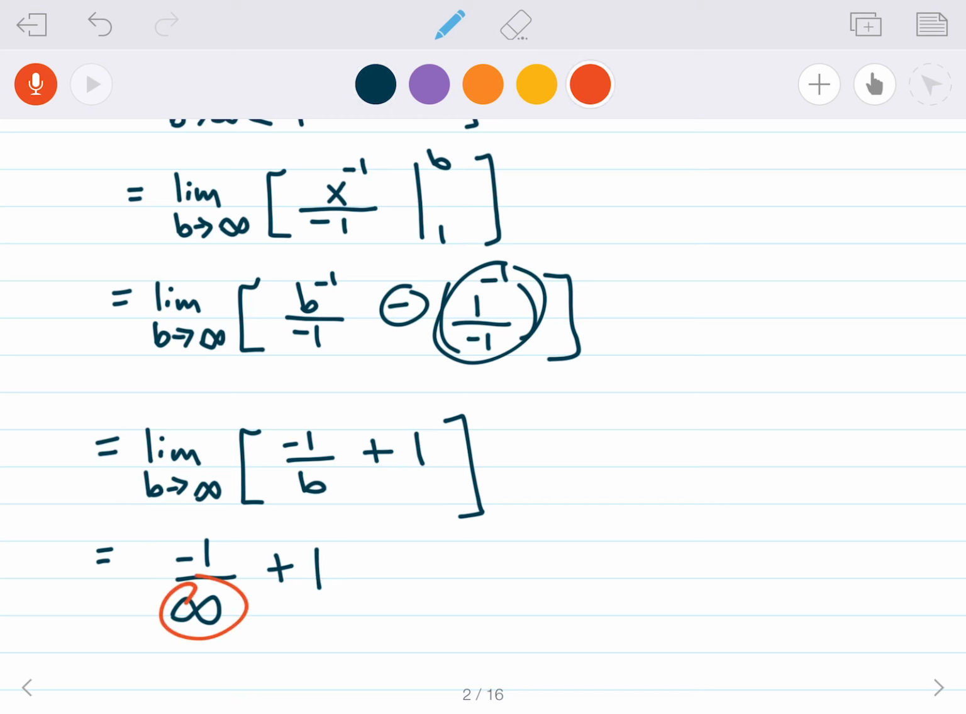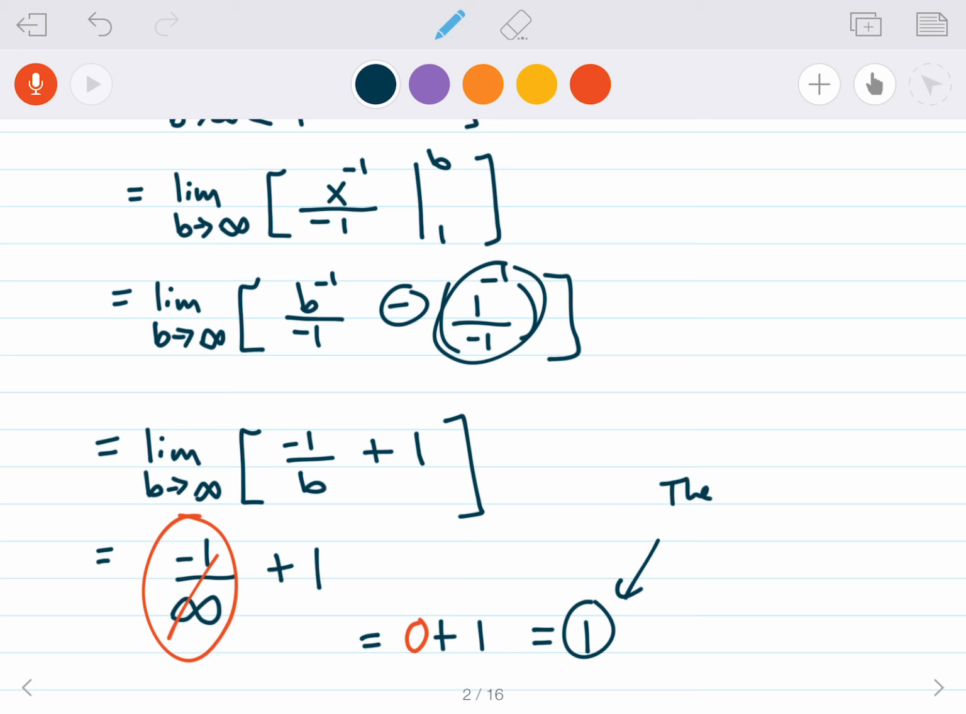And remember this guy? When the bottom gets huge, what's happening to the whole thing? The whole thing's going to 0, if you remember that from last semester in Calc 1. So this just becomes 0 plus 1, which is 1. And so the area of this infinite integral, we say it converges. The area converges to 1. That's what we say when the limit does exist.